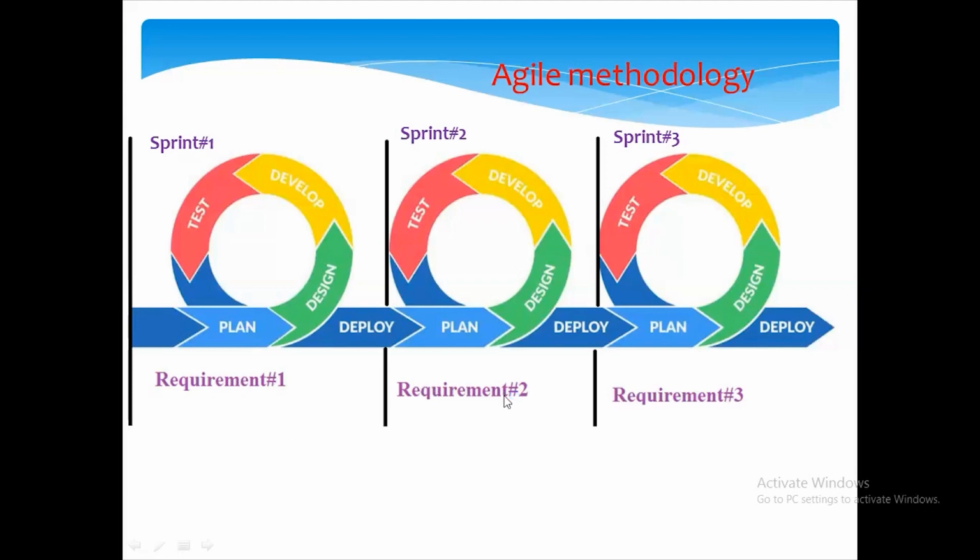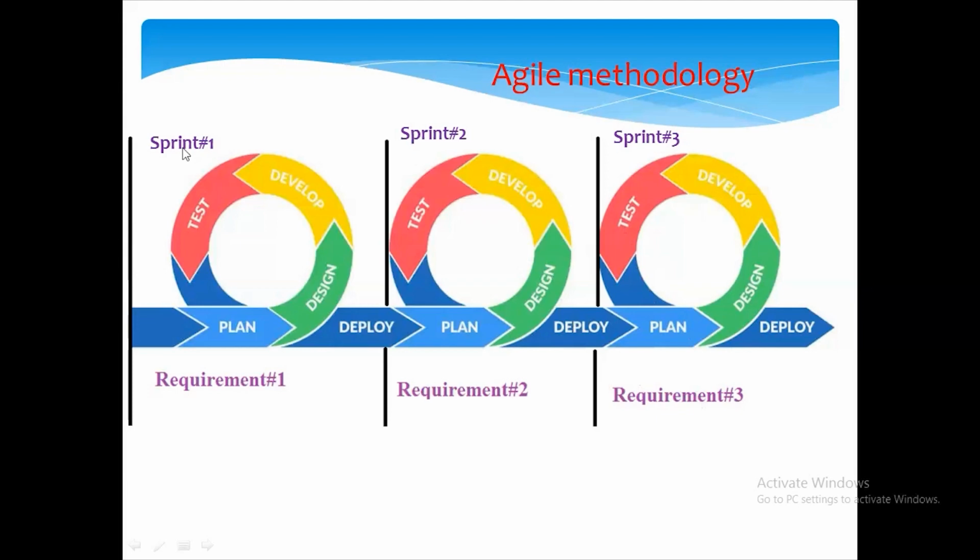For requirement 2, again design, develop, test, and deployment will happen. Once requirement 2 is deployed into production, the requirement 3 planning will happen, and design, develop, test, all these things will happen and it is going to be deployed in production. Like this, not only the three requirements, depending upon the customer requirements, it goes on. In the upper side you can see a few words like sprint number 1, sprint number 2, and sprint number 3.